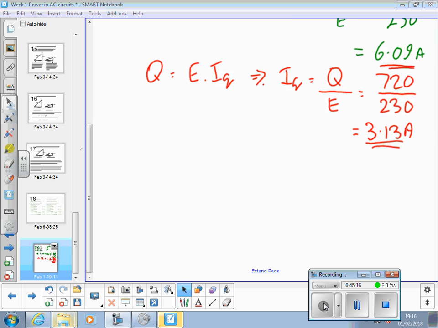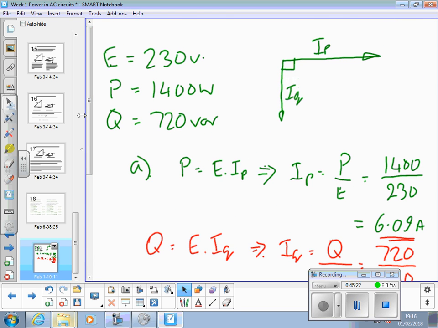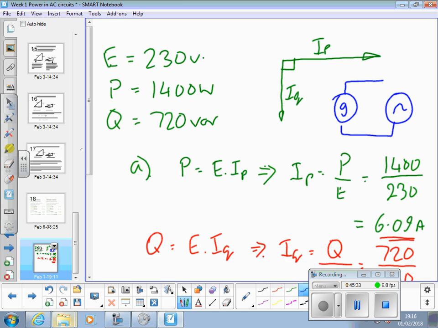Right. B is, what is the line current? So, what we're saying here is, here's our generator. There's our motor. What is the overall current flowing? The combination of these two. How are we going to calculate that? It is this current in here, that one. So we can get it using Pythagoras.